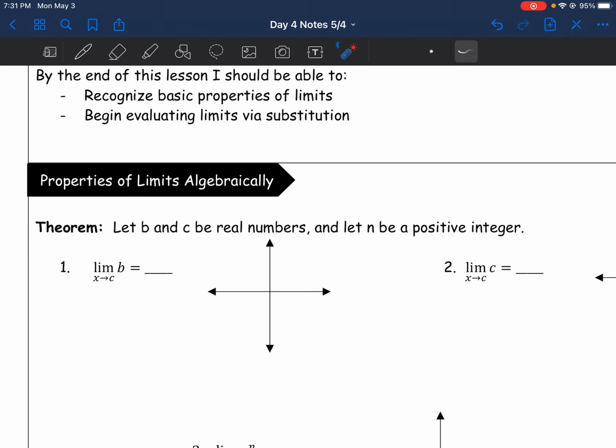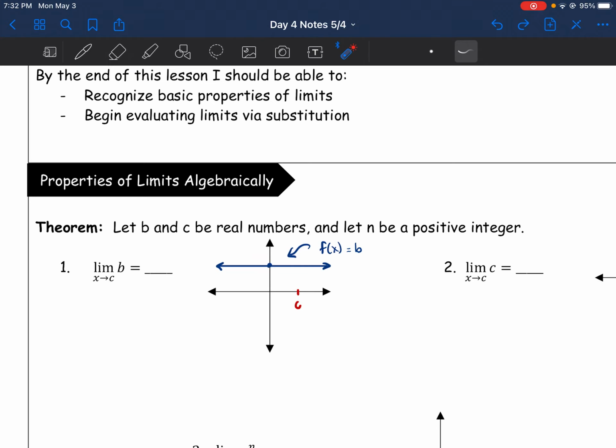Let's let b and c be real numbers, and let's let n be a positive integer. So then, we want to go ahead and try to understand, well, what would the limit as x approaches c of b be equal to? Well, if we think about this for a second, if the function that we're using is just b, that's a constant function. So think of that as a function of x is equal to b. Well, a constant function is just going to be a horizontal line going through whatever b is on, in this case, the y-axis.